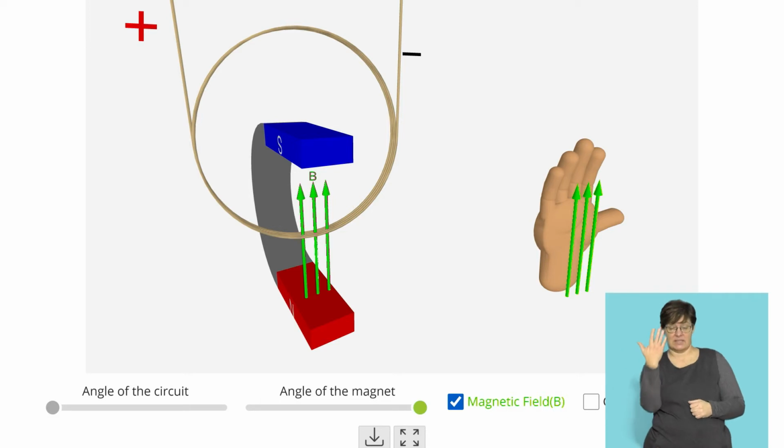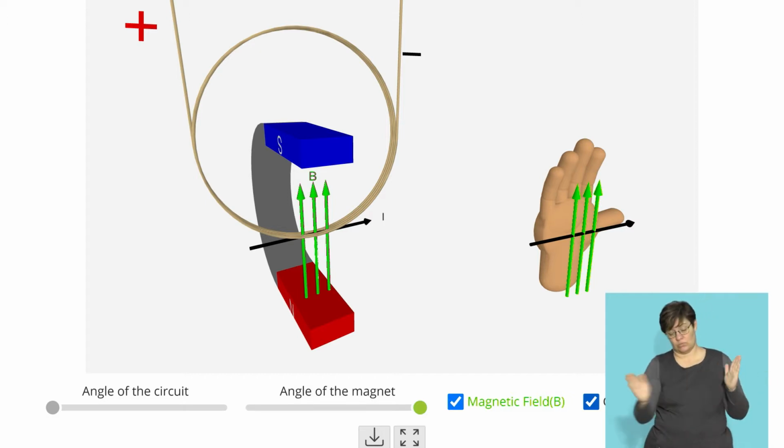Now, if we follow the direction of current, we recognize on the left hand it's the positive direction of current, and on the right hand it's the negative. We follow it around, and we can show the direction of the current as the black arrow going from left to right. And that is shown on the hand as the direction of the thumb. So the fingers point in the direction of the magnetic field, and the thumb points in the direction of the current.